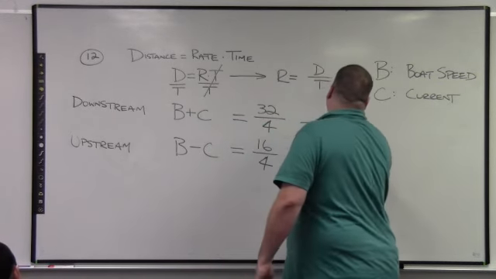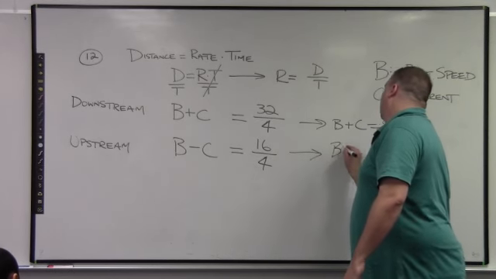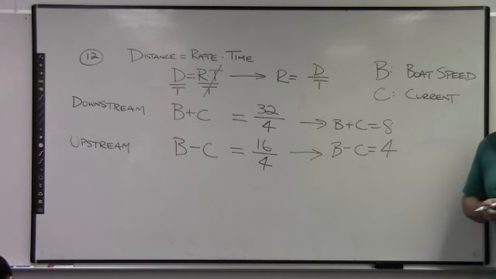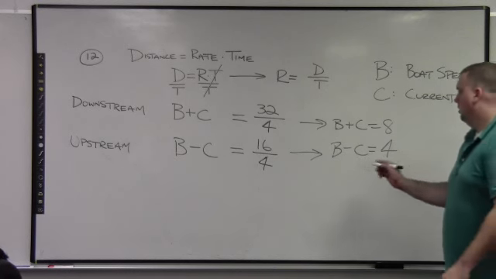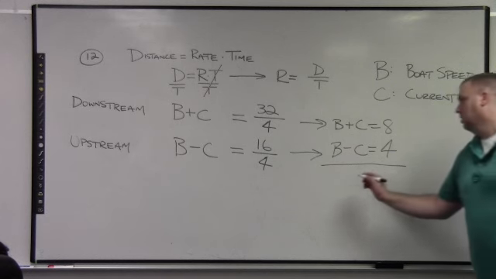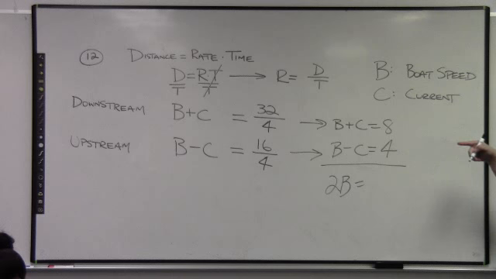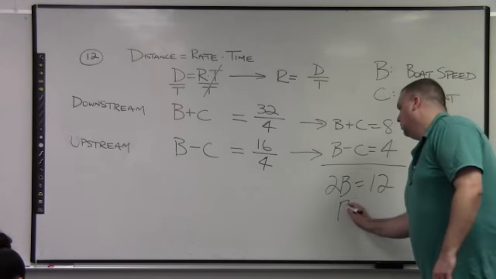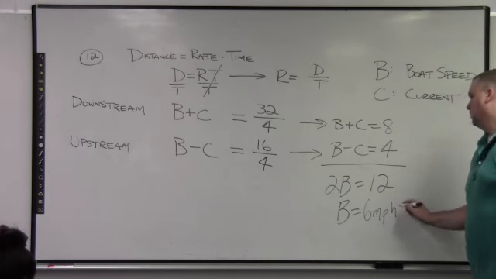32 over 4 is 8. So B plus C equals 8. And B minus C equals what? 4. I have a really easy elimination problem now. What cancels out? C's, the current. C's cancel, so B plus B is 2B, and 8 plus 4 is 12. So my boat speed is what? 6. 6 miles per hour.